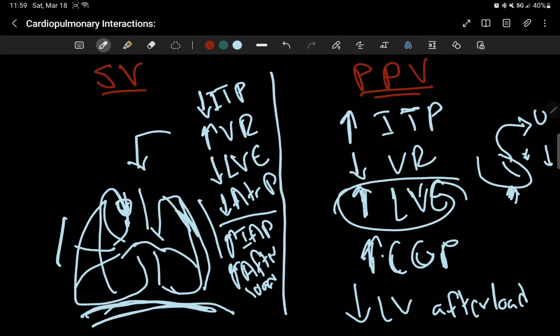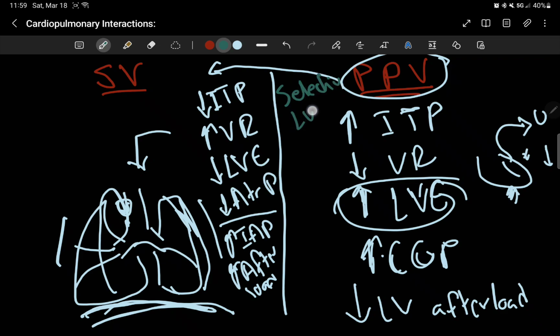So when you are weaning a patient off positive pressure or mechanical ventilation, putting them to spontaneous ventilation, basically what you're doing is a selective left ventricular stress test, right?